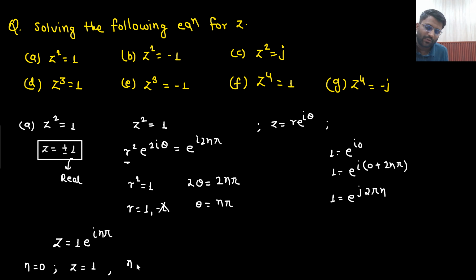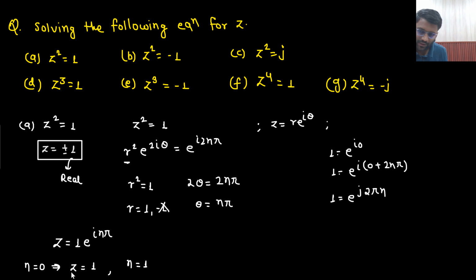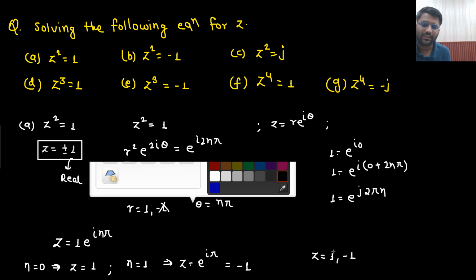Then I will put n equals 1. If I put n equals 0, this is what I was getting. Now if I put n equals 1, then what am I getting? Z equals e to the power iota pi. What is the value of e to the power iota pi? Minus 1, right? So what are the two answers I am getting? 1 and minus 1. This is how you will solve the equation.